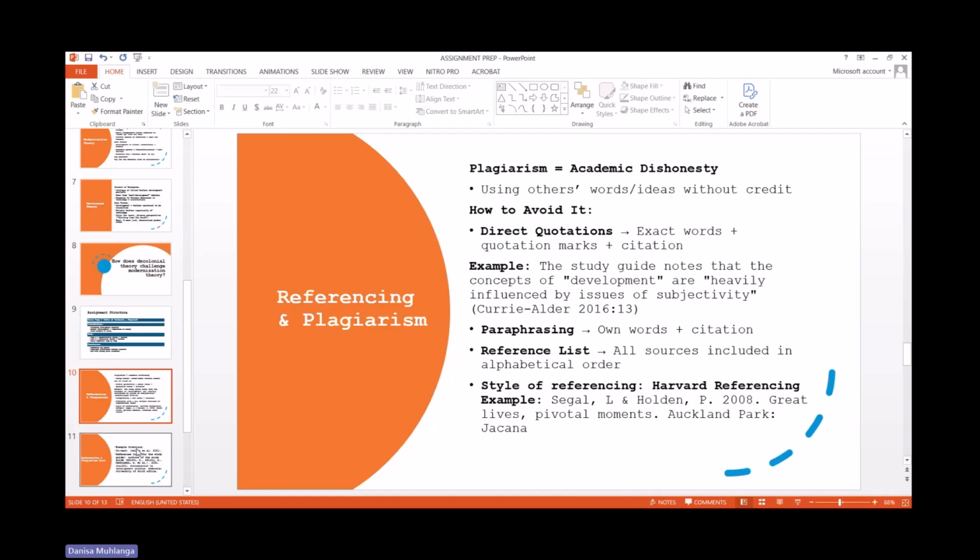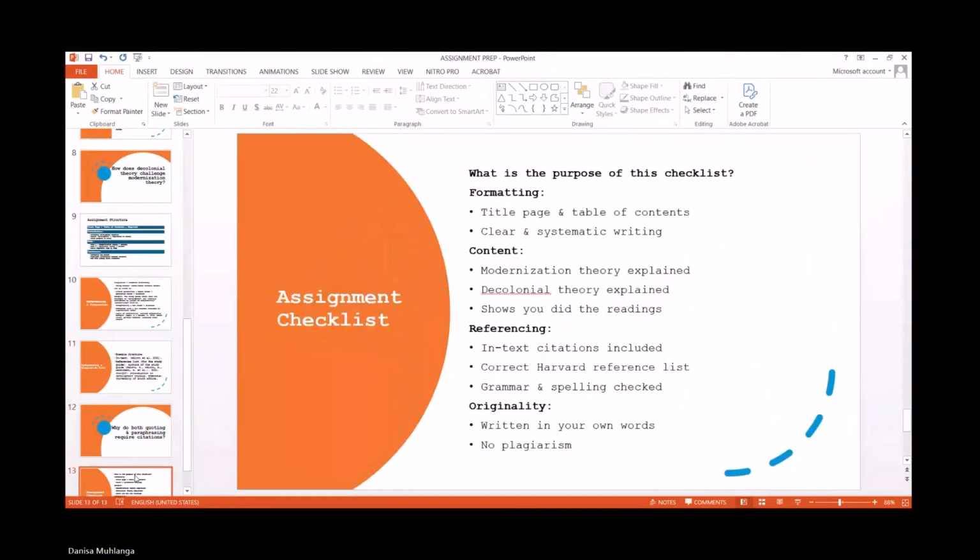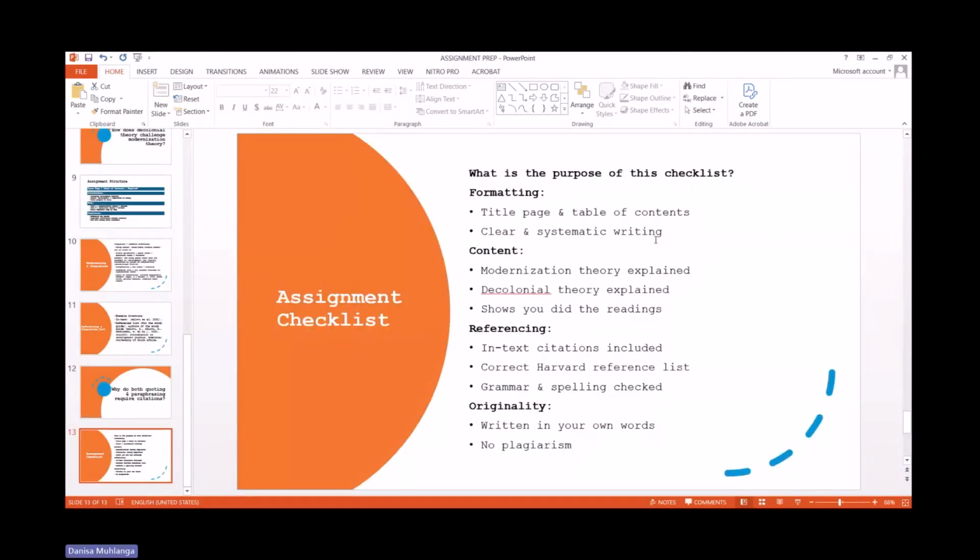It jumped on me. Okay. Here. Okay. Have I referenced?